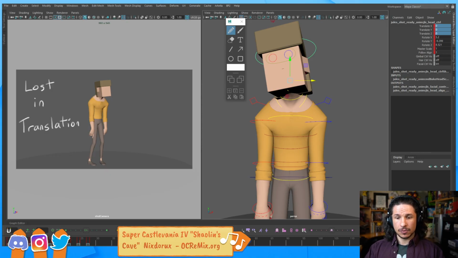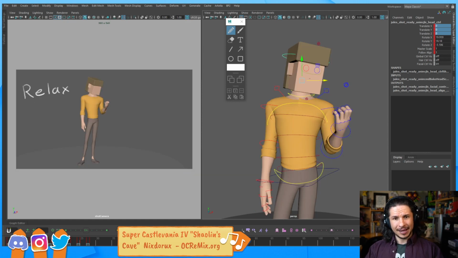So let's go to the next common issue that I tend to see. Relax. A lot of people just don't relax their clavicles by default. And it makes for very uninteresting poses. If you want a character to feel natural, look at the angle that the shoulders create.